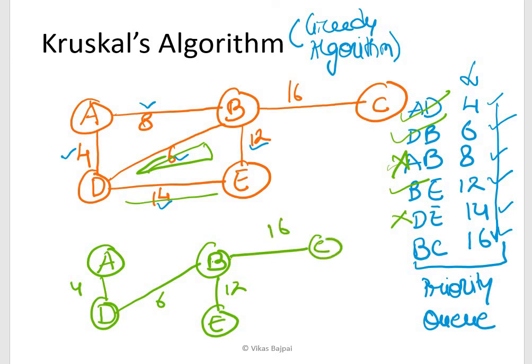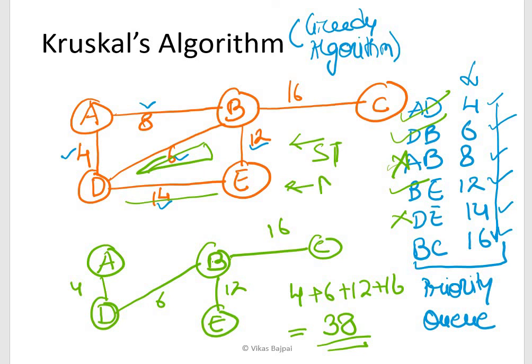So this once again comprises your 4 plus 6 plus 12 plus 16, which is equal to once again 6 plus 4, 10, 22, 38. So this is the total cost associated with this minimum spanning tree, and once again, as I said, for this graph I'll get multiple spanning trees but a single minimum spanning tree.